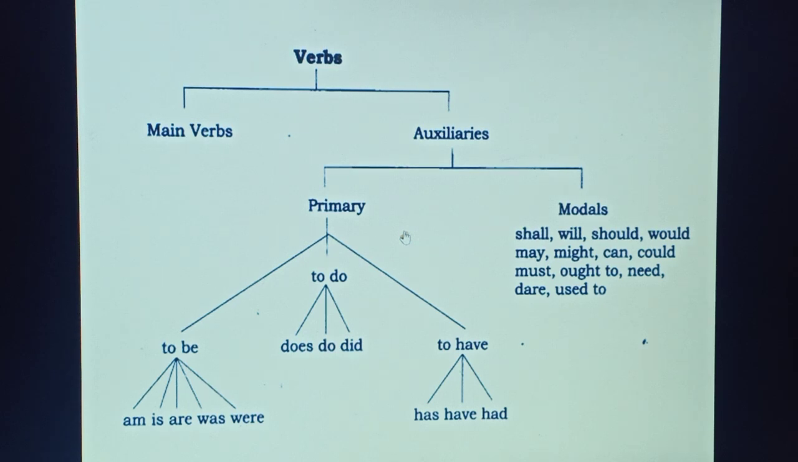Students, on the basis of the structural role, verbs may be divided into two following parts. One is main verbs, another is auxiliary verbs. Auxiliary verbs also have two parts. First is primary auxiliaries and the other is modal auxiliaries. So, what is a main verb and what is an auxiliary verb? We will discuss it in our next slide.